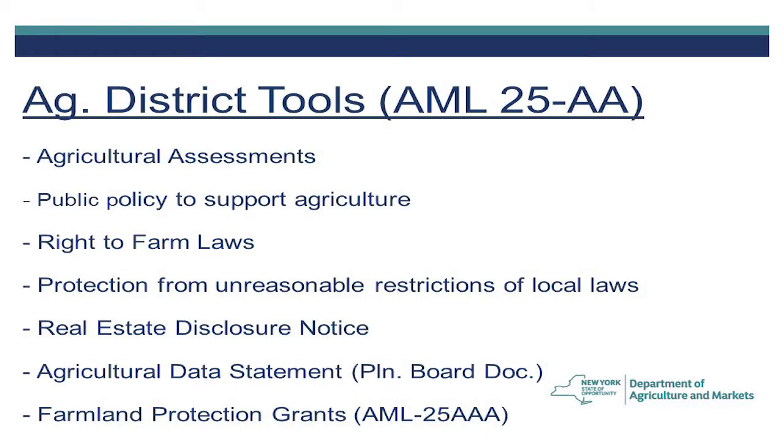Some of the elements of the tools of the ag district include agricultural assessment. This is by far one of the greatest elements of the ag district program. To get an agricultural assessment, you don't have to be in an ag district, but it is available to individuals who have 7 acres or more and make $10,000 or more. They make an application every year to their town assessor, and through various proofs of these two requirements, they will receive an ag assessment.